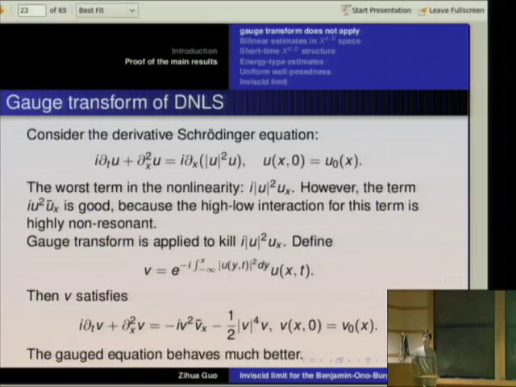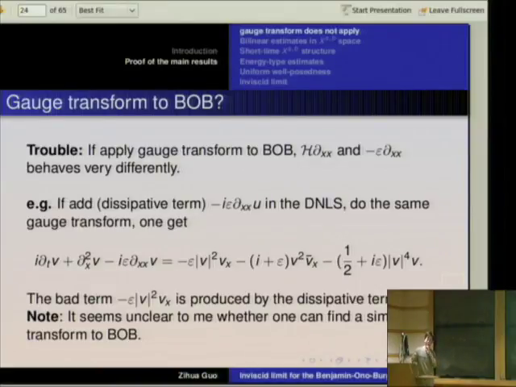But for the Benjamin-Ono-Burgers equation, because of the dissipative term, it will break down the symmetry of the equation. So if you simply apply the gauge transform to this, the trouble is still there.